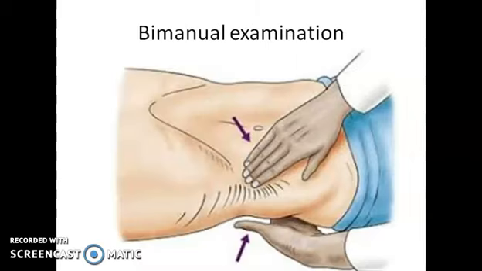A normal kidney of an average built individual is usually not palpable, but in a thin subject, the lower part of the kidney can be made palpable during deep inspiration by placing two hands, one in the loin region and the other on the anterior abdominal wall as shown in the diagram. And by exerting a gentle pressure, we can palpate the lower pole of the kidney. And this examination is called a bimanual examination of the kidney.